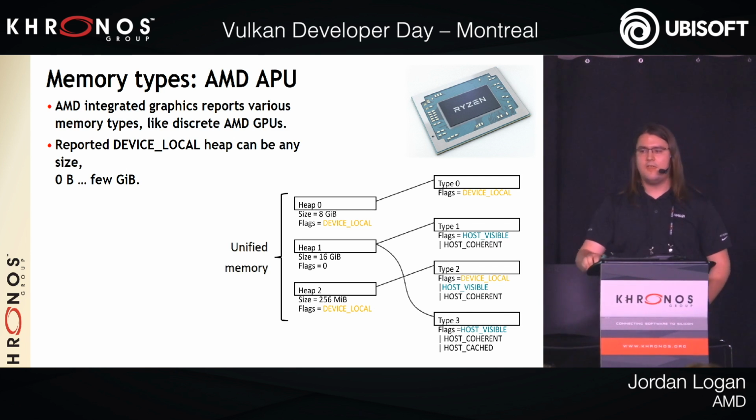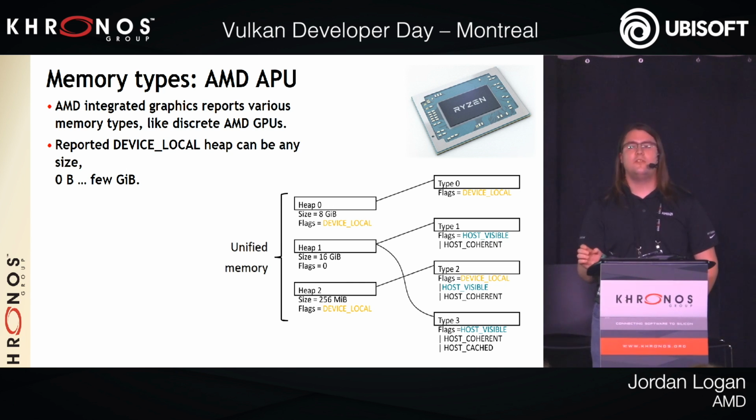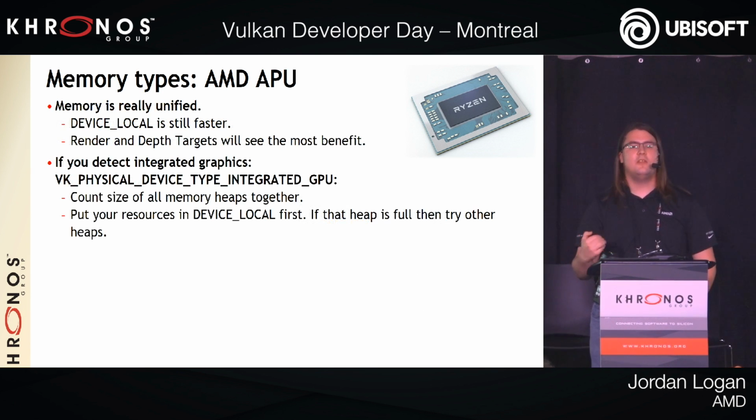We also have AMD APUs, and these are a little weird, so I wanted to put this last. First off, you'll notice that it has the exact same heap and type structure as our dedicated GPUs, because certain portions of the memory are actually faster. One thing you should note is that the device local heap could be reported as being 0 bytes on some configurations. The memory is really unified. It's all coming from your DRAM, but there is a portion of that memory that is much faster, and we report that back as the device local.